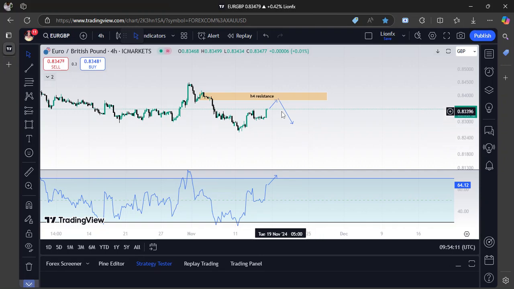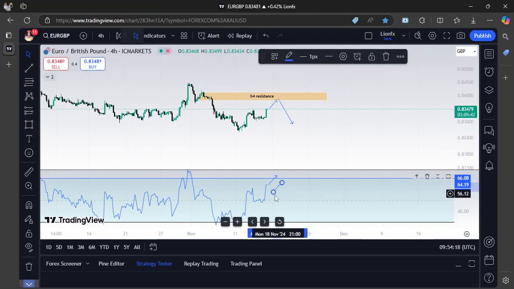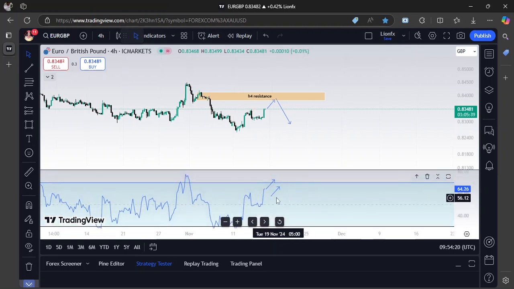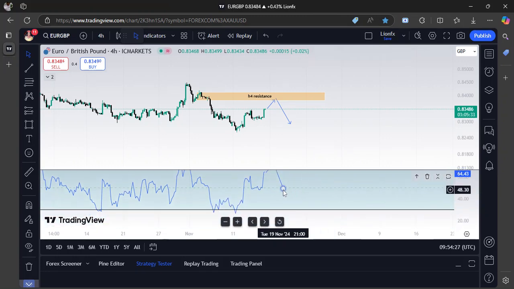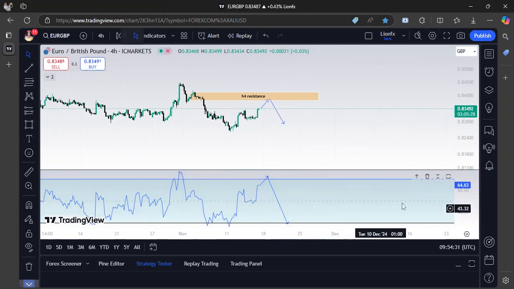So if I'm actually taking a sell, also my take profit, I like looking at the RSI also. So sometimes I take my take profit one at the 50% level in H4, or sometimes I allow the market to come down to the end point of the RSI.